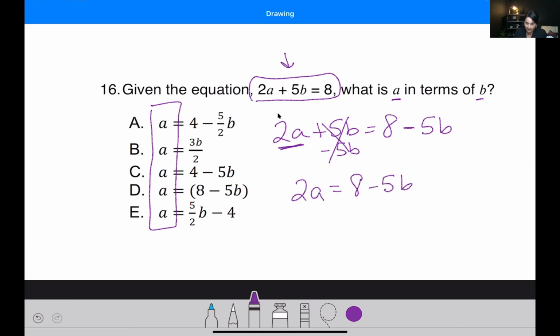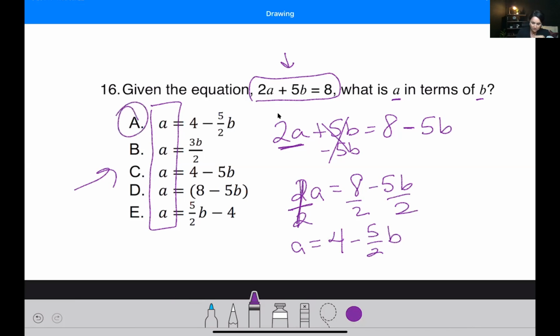Now I'm not done yet. I've got to get this A alone because all of my answer choices here are in A equals. Because the 2 is multiplied by A, or 2 times A here, I'm going to divide to cancel it, and I'm going to divide here. Now remember, everything you do on one side, you have to do the same thing on the other. So in this case, I get A equals 8 divided by 2 is 4 minus 5 over 2B. And that is answer A.